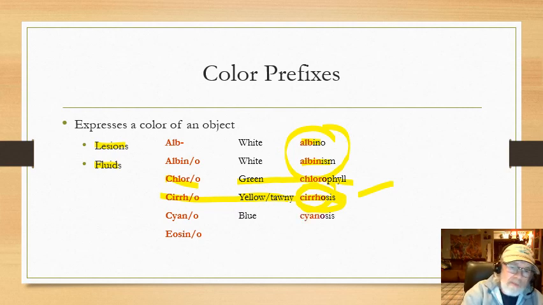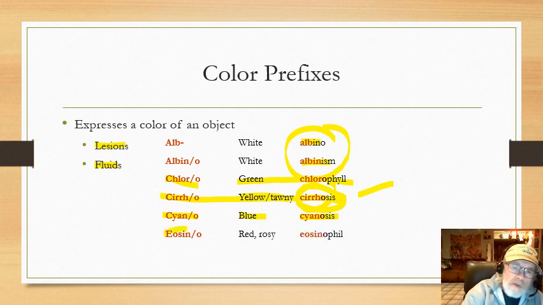Now, there's a common prefix, cyan. Cyan means blue. Cyanosis is when your oxygen levels are low and you get that blue tinge to the lips and the fingernails. That's called cyanosis. It's a bluish tinge to something.